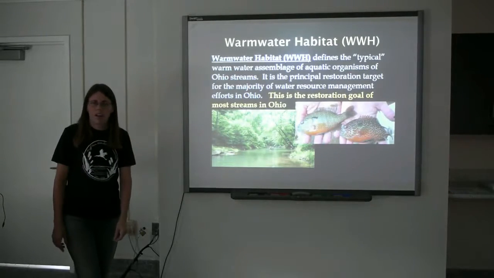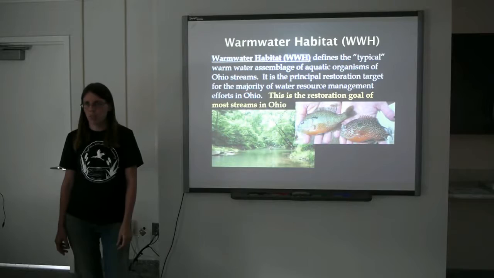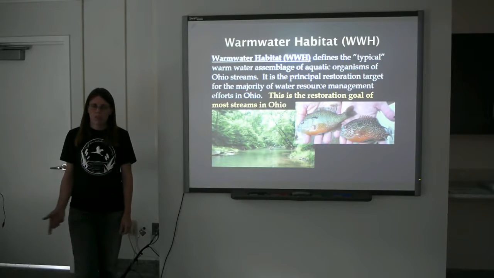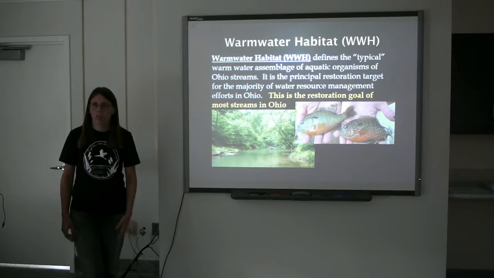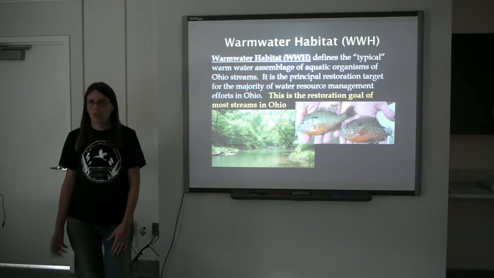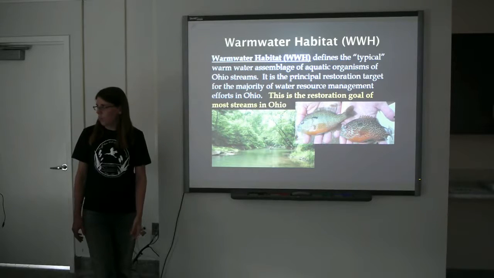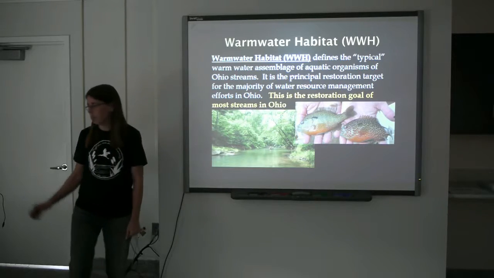Warm water habitat is the restoration goal for most streams in Ohio. Streams that are meeting warm water habitat have a typical assemblage of warm water fish and macroinvertebrate species. This is the principal restoration target of the majority of our streams in Ohio.